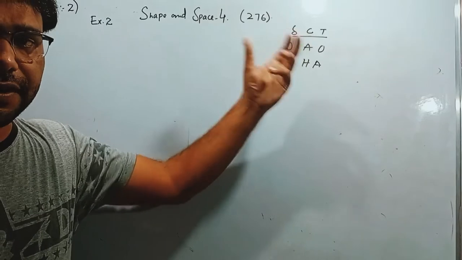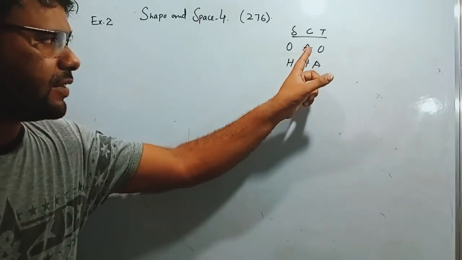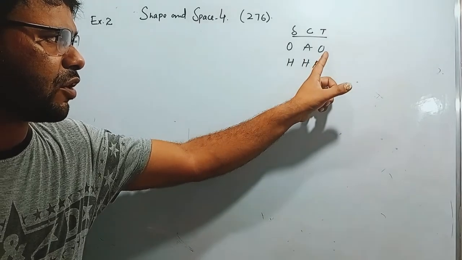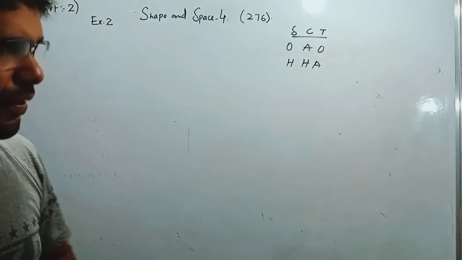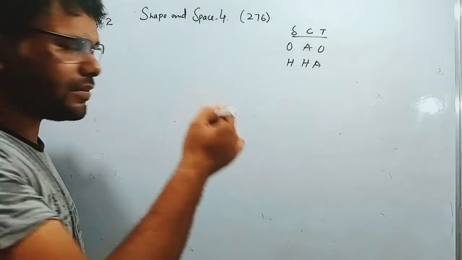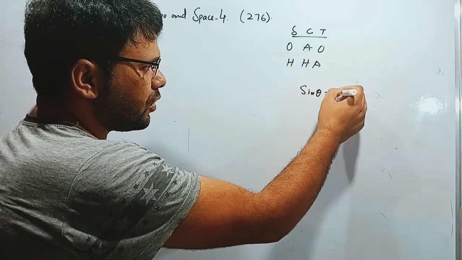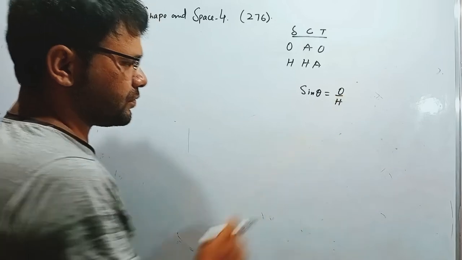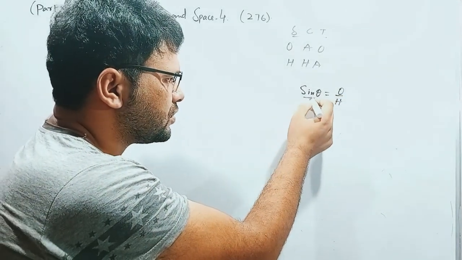Sine, cos and tan are the trigonometric ratios. Sine is opposite by hypotenuse, cos is adjacent by hypotenuse, and tan is opposite by adjacent, which we explained in the first video. Now try to understand, if I take the angle theta, then sine theta is opposite by hypotenuse. And we can see here are three values, three variables.